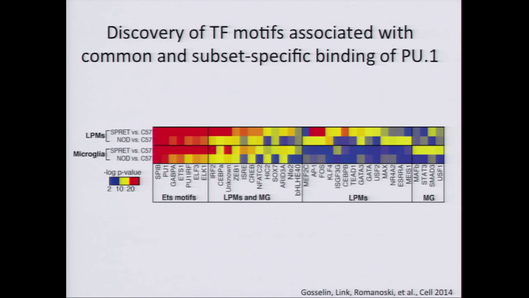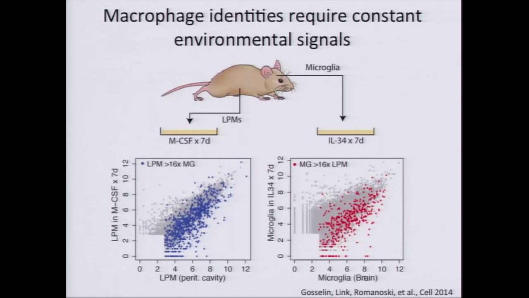Now, we're, of course, interested in how these transcription factors actually work and to what extent they relate to the different environments that the macrophages live in. David Goslin did a very interesting experiment in which he took the cells out of the animal and put them in a tissue culture dish. And we know that gene expression changes when you take cells out of the body and put them into culture. But one of the interesting points that came out of this analysis was the ability to compare the macrophages from the peritoneum and the microglia from the brain.